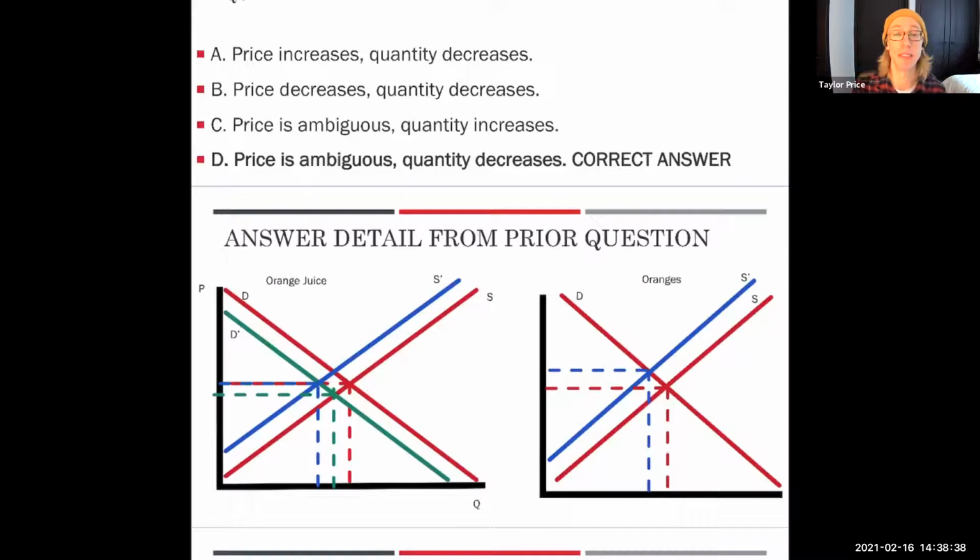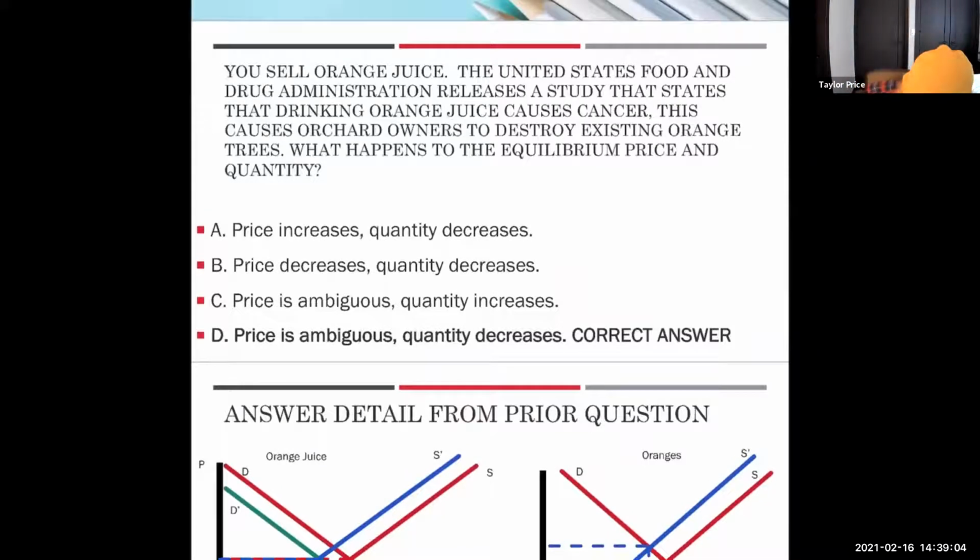So demand is decreasing because drinking orange juice gives you cancer. So presumably we don't want cancer. So we are going to drink less orange juice. So then that means that rather than the equilibrium being here, equilibrium is actually going to shift down to here. So that's the first step. The second step is actually this part right here. So this causes orchard owners to destroy existing orange trees.